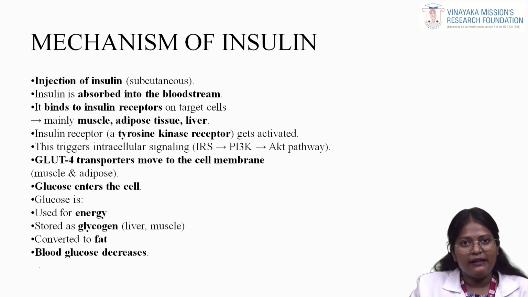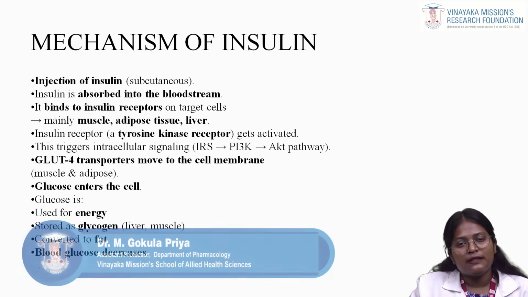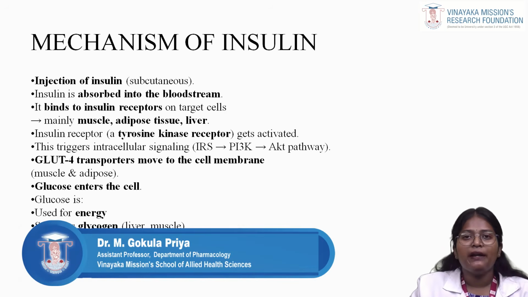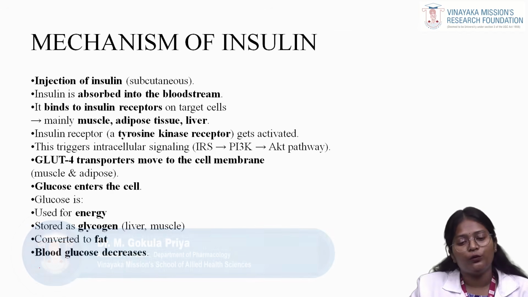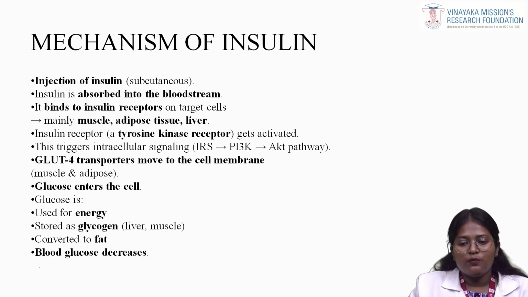When there is insulin release, the insulin will trigger the transporter and it will be moving the transporter towards the cell membrane. Once the transporter is moved to the cell membrane, the same process will be happening as it is happening in the GLUT2 transporters. So GLUT4 transporters move to the cell membrane, muscle and adipose tissue. Glucose enters the cell. Glucose is used for energy, stored as glycogen in liver and muscles. It is converted to fat, blood glucose decreases.